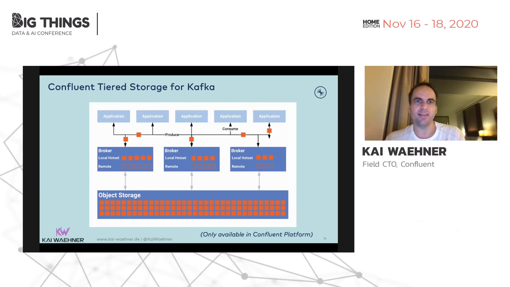And it's expected that tiered storage, the open source interface, comes into Apache Kafka in 3.0 around mid-year. It's already GA and available for several different object stores like S3 or Google Cloud Storage.